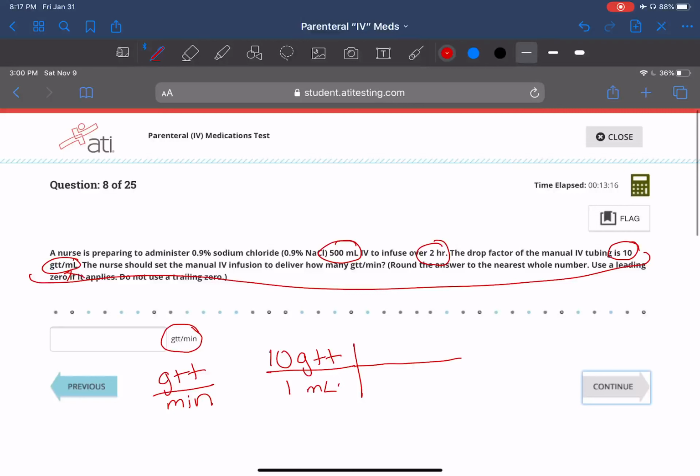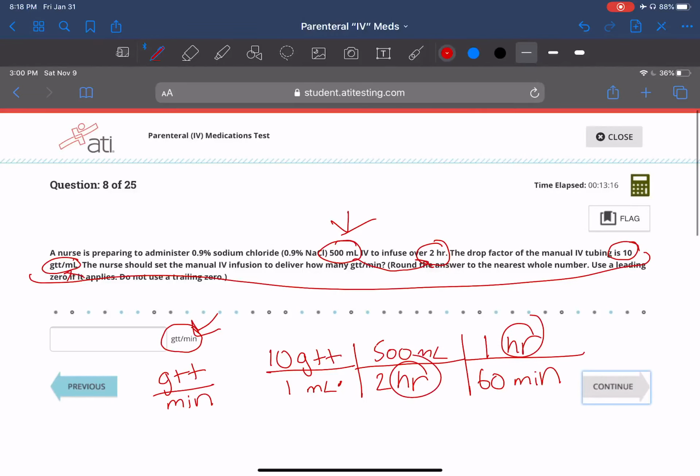Now, remember since we have an ml right here, we have to keep an ml up here. And if you look at the rest of the equation, we have another ml in here. So let's go ahead and put our 500 right there. And let's see if this 500 ml is connected to anything. It says to infuse over 2 hours. So that means our 500 is connected to this 2 hours. If you look at our answer though, they're wanting it in minutes. So we just have to convert our 2 hours to minutes. And like our other problems we did before, it was minutes to hours. So now we're just going backwards. So we know that 1 hour is equivalent to 60 minutes, because we have an hour here, so we need an hour here.